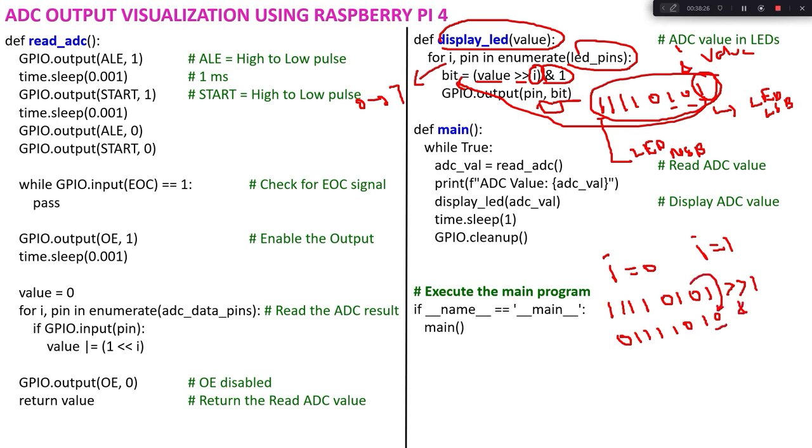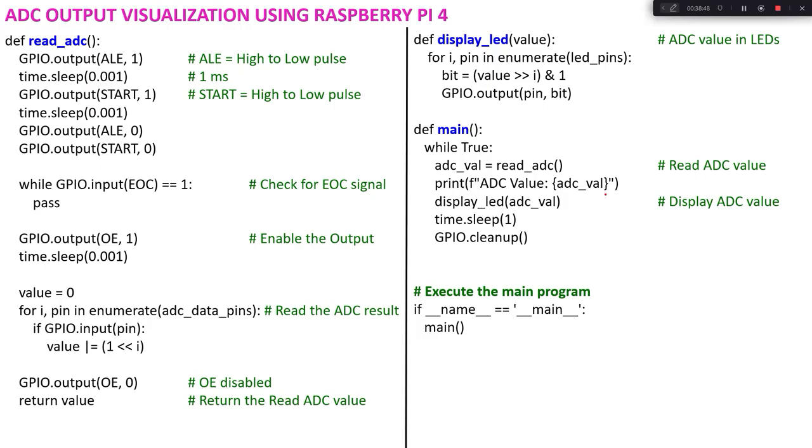Now I am going to do AND with 1. So I get this bit and send it to this next pin. So like this, we are going to pick each signal and send it to the corresponding pin, so the LEDs connected to these pins will display the digital data.